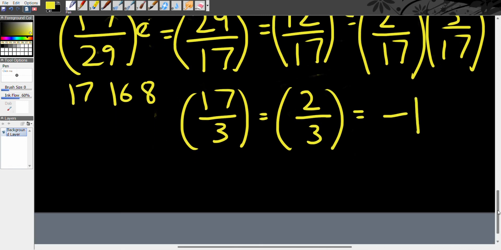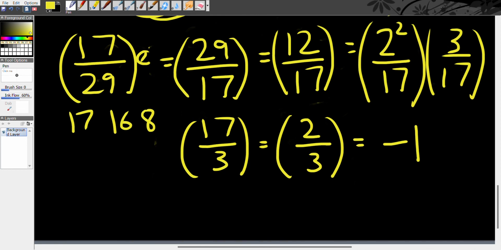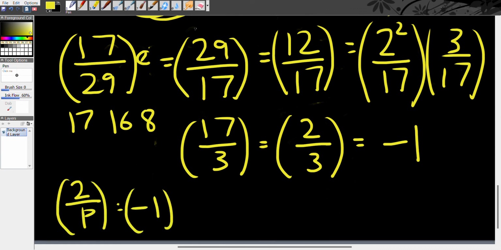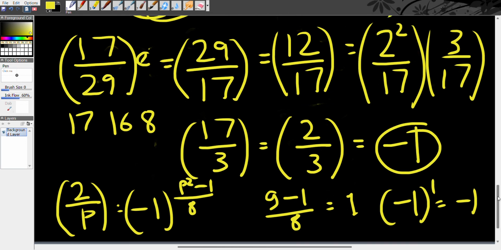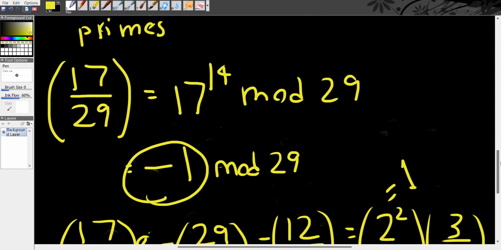And I'll calculate it a little just so that it's not a mystery. Here, of course, we're going to use 2 over p is equal to minus 1 to the power of (p squared minus 1) over 8. So p here is 3, 9 minus 1 over 8 is equal to 1. Negative 1 to the 1 is minus 1. So it took us 7 minutes with Euler's criterion, and it took us about 1.5 minutes, almost 2 minutes, to compute the 17 over 29 Legendre symbol to be minus 1.